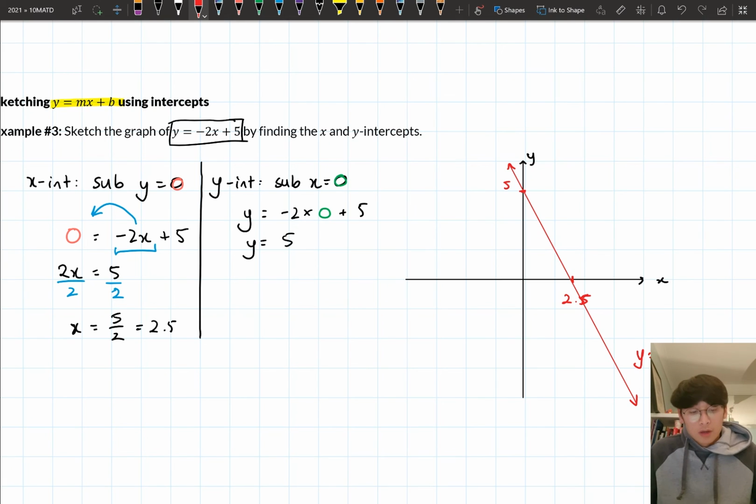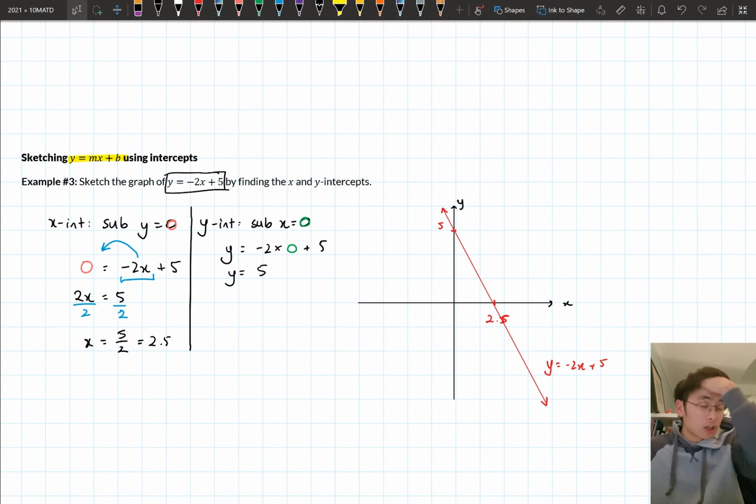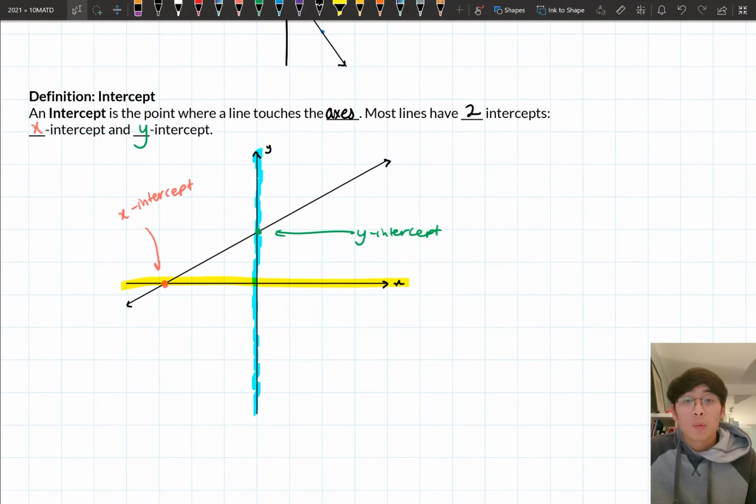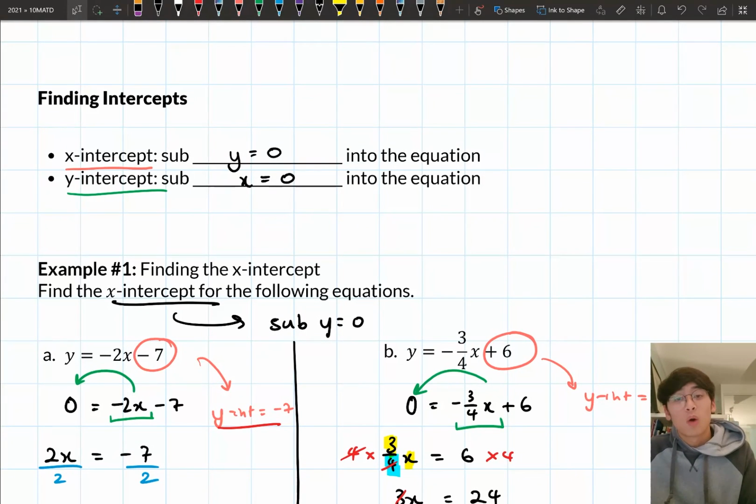Okay, so there we go. That is how we sketch a linear relationship using the intercepts. So let's go through the steps of what we did today. In today's lesson, we started off by looking at what an intercept was and how to find it. The intercepts were where a line touched the x and the y axis. If we want to find an x-intercept, we sub in y is equal to 0, and if we want to find a y-intercept, we sub in x is equal to 0.